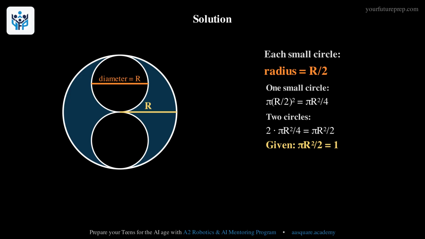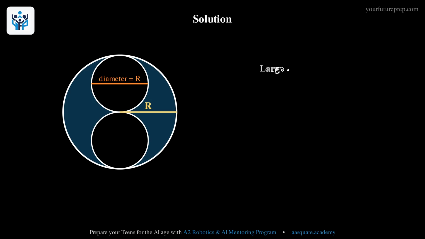R squared over 2. We're told this combined small area equals 1. So pi R squared over 2 equals 1. That tells us the large circle's area, pi R squared, is exactly 2. The shaded region is the large circle minus the two small circles, which is 2 minus 1. And that equals 1. So the area of the shaded region is 1, choice D.